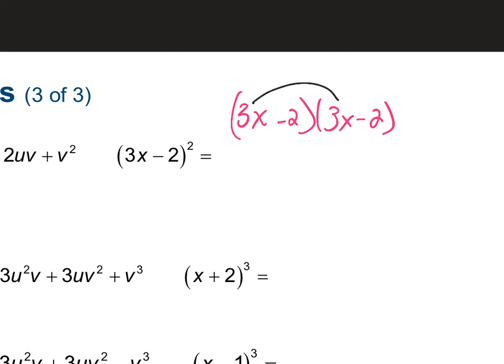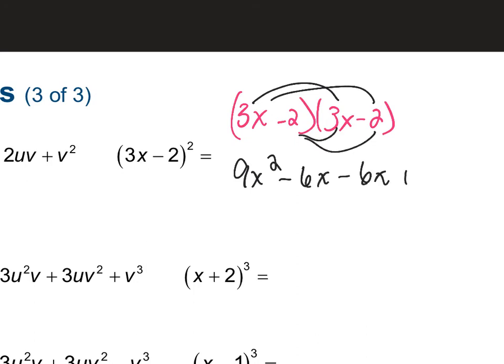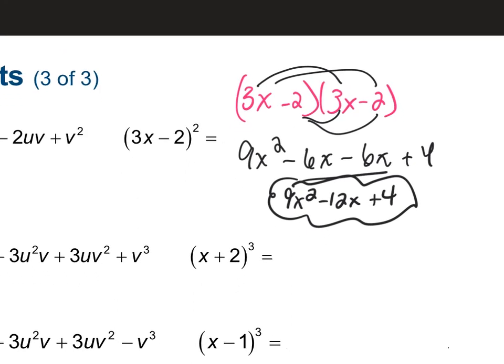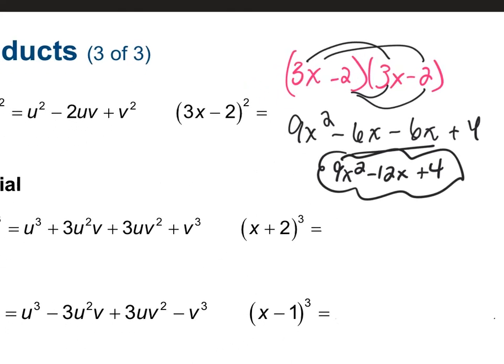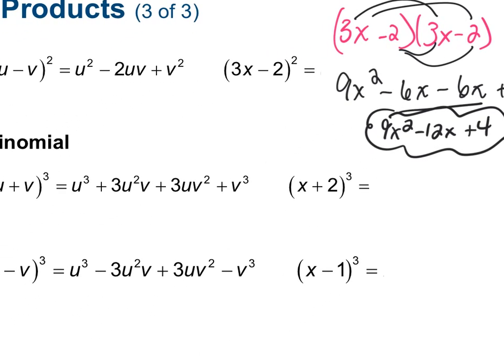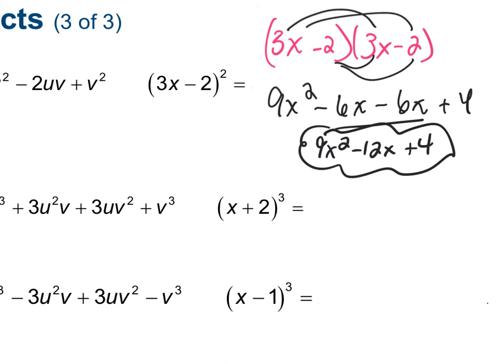But watch, 3 times 3 is 9, so 9x squared, minus 6x, minus 6x, plus 4. So when I combine, I have 9x squared minus 12x plus 4. And again, if you don't see that right off the bat, it's okay. You can just FOIL it out. More special patterns down here.